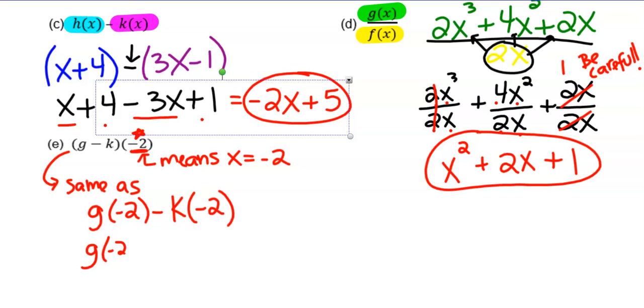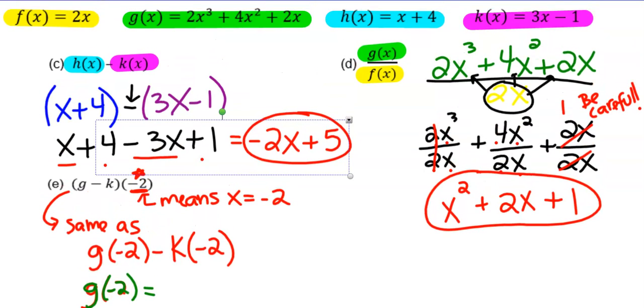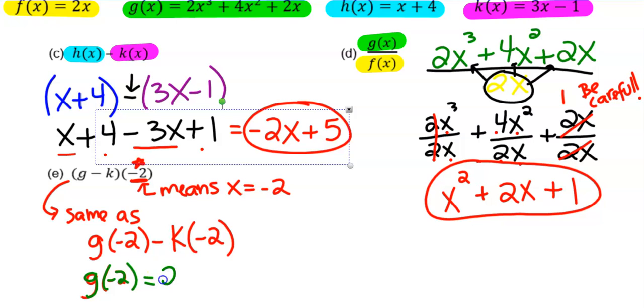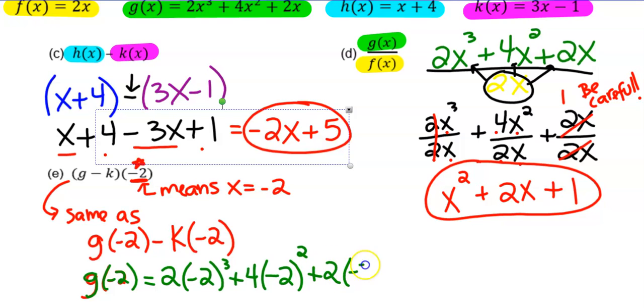And I apologize, I'll use a green for the g. So g is 2x cubed, so that'll be 2 times negative 2 cubed plus 4 times negative 2 for x squared plus 2 times negative 2. And then you would just simply put all of that into your calculator and you would get a negative 4.